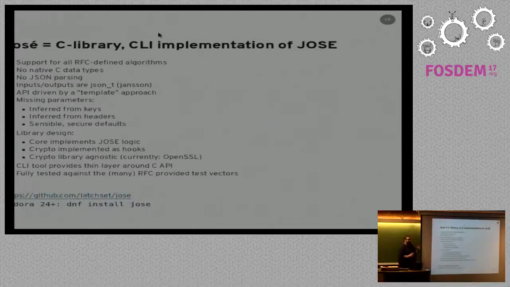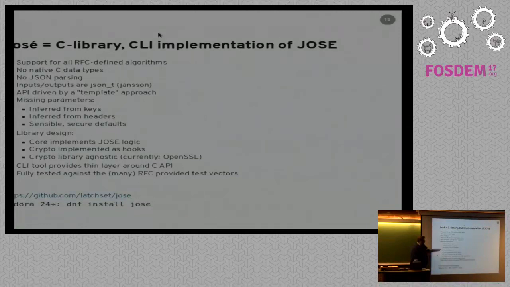Our API is driven by a template approach. So basically, what comes in is what it's going to look like when it comes out. Right, so you don't have options or parameters to specify like the algorithm. You just say, I want a JWE that looks like this, right? And so we introspect that, and then we give you the output. The missing parameters, anything you don't provide us, is going to be inferred from the keys that you use, or inferred from the headers that you've specified, or if you haven't specified anything, then we're going to give you sensible secure defaults. So the idea is that you should never be surprised by the output, and everything should be sane and secure by default.